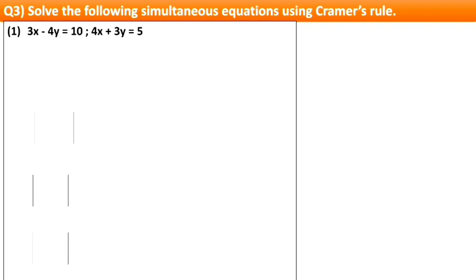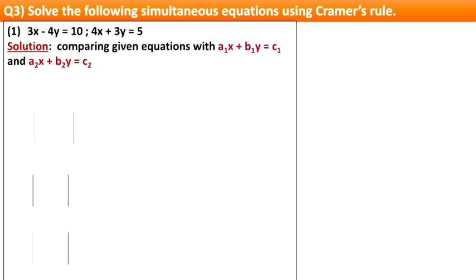The first one is given: 3x minus 4y equal to 10, and 4x plus 3y equal to 5. We compare these equations with a1x plus b1y equal to c1 and a2x plus b2y equal to c2. So here, a1 is 3, b1 is -4 and c1 is 10. In the second equation, a2 is 4, b2 is 3 and c2 is 5. So first of all we will find the value of D.